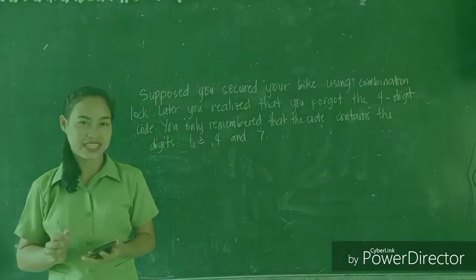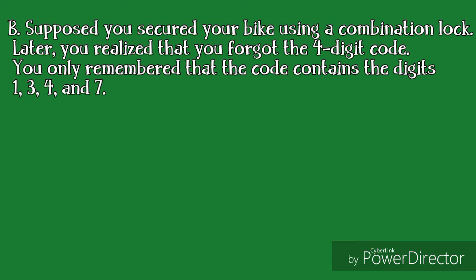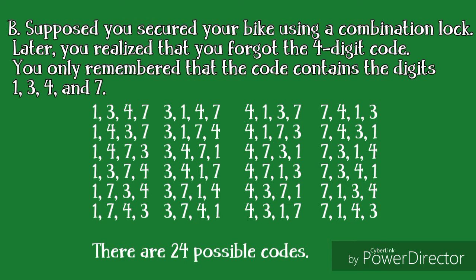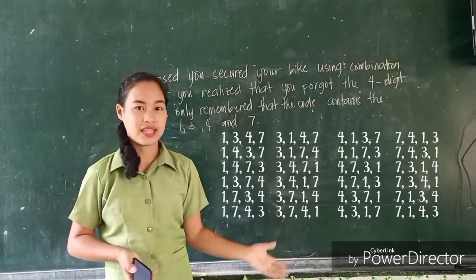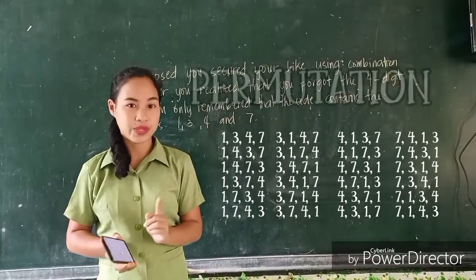Let's have another example. Suppose you secured your bike using a combination lock. Later, you realize that you forgot the 4-digit code. You only remember that the code contains the digits 1, 3, 4, and 7. Let us list all the possible codes out of the given digits. How many possible codes are there? There are 24 possible codes. What do you call these arrangements? Yes, we call it permutation.